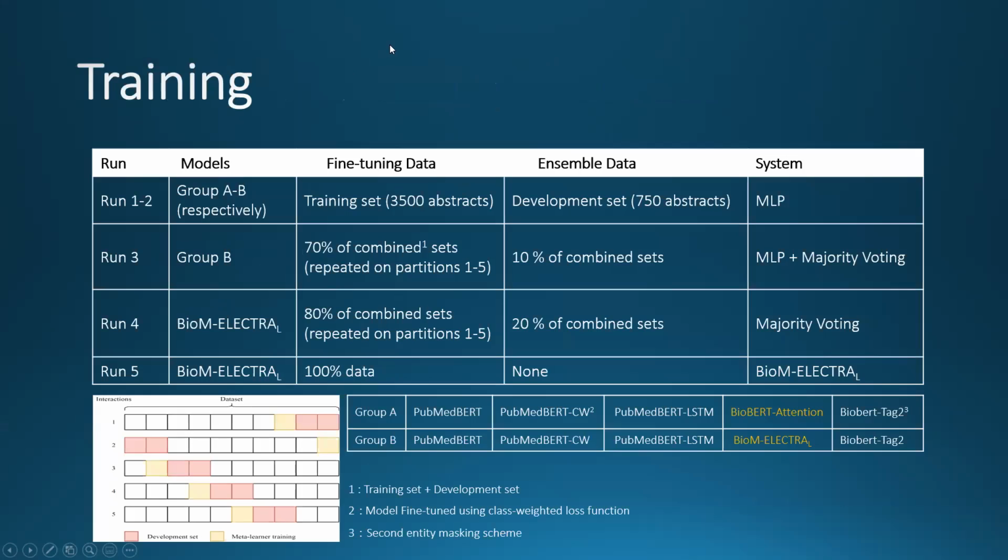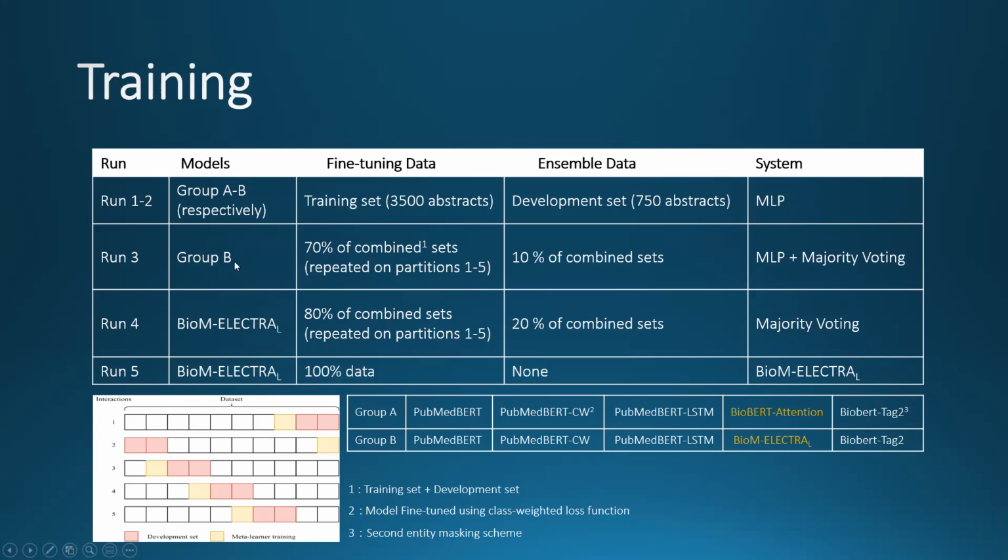I would like to describe the overall training process. We submitted 5 runs for round 1 and 2. We used the 5 individual models in group A and B, respectively. We used the original training set to train the individual models and used the development set to train ensemble models. As an ensemble system, we use MLP to combine the output of individual models.